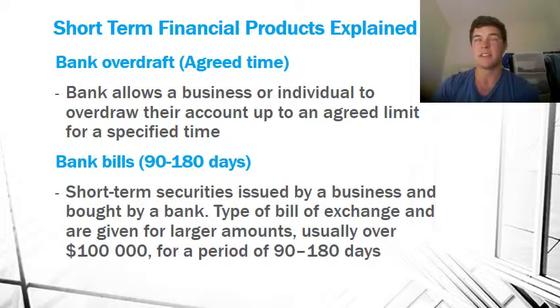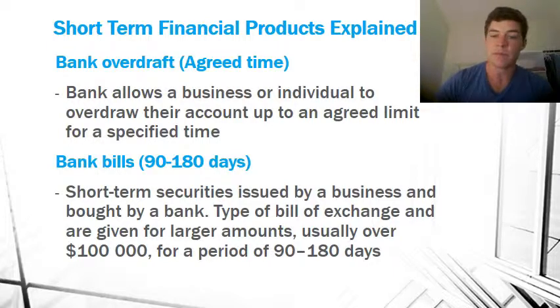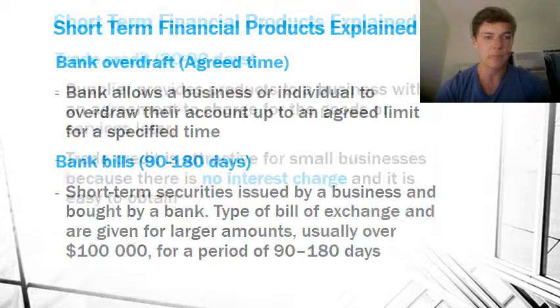Another one, bank bills. These are usually between 90 to 180 days, but again, they can vary. They are short-term securities issued by a business and bought by the bank. It's a type of bill of exchange given for larger amounts, usually over 100,000. So what this is basically saying is, as a business owner, I'm creating a security saying I need 100,000. I will pay it back in 120 days plus some interest, and the bank will agree to this and buy that bill off me. So it's almost like an IOU if you want to think of it like that.